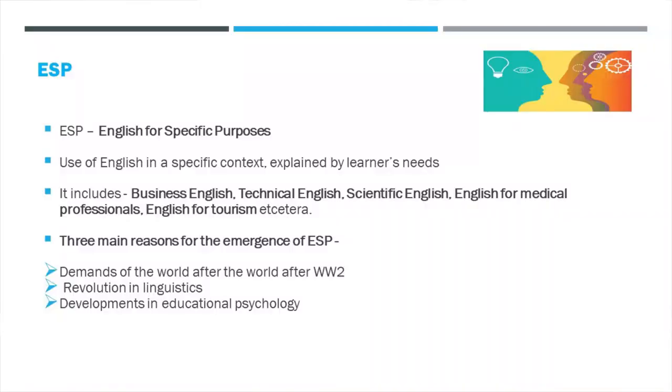Now to ESP, the last but not least. It is the use of English in a specific context explained by the learner's need. It includes business English, technical English, scientific English, English for medical professionals, English for tourism, etc. There are three main reasons for the emergence of ESP. The first one is the demands of the world after World War II. Expansion of science and technology made English the language of technology, commerce and research. This created a demand for a generation of learners who needed the language for specific purposes, for technical and commercial use.